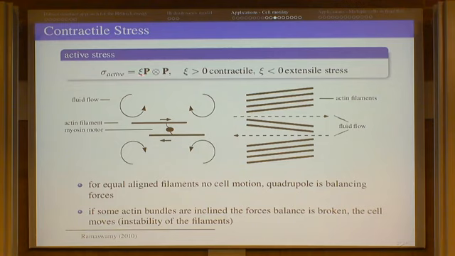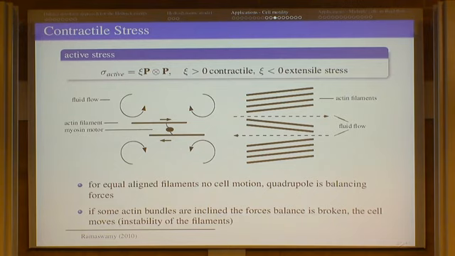So consider first two actin filaments, and they are connected with a myosin motor here. And this myosin motor causes a contractile stress, and as a result of this, we have such a fluid flow of a quadrupole. And this quadrupole is balancing all forces, and nothing happens.